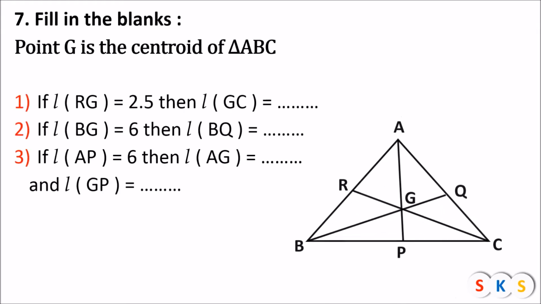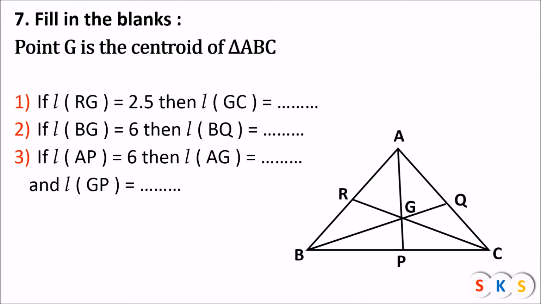Question number 7. Fill in the blanks. Point G is the centroid of triangle ABC. First one, if length RG equals 2.5, then length GC equals dash. If length BG equals 6, then length BQ equals dash. If length AP equals 6, then length AG equals dash and length GP equals dash.